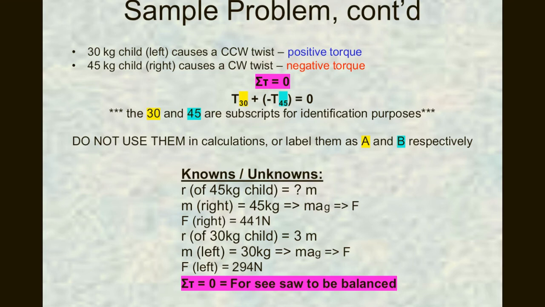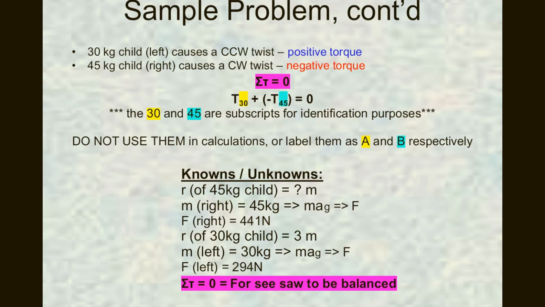Now, as we saw earlier in the previous example, mass alone can't be used. We need to have force. So we have to go mass times g in order to have our force for that child. So the force for the child on the right is 441 newtons. The R of the 30 kg child is 3 meters. That was the child's distance from the fulcrum on the left. The mass of the child on the left is also 30 kg. And again, mass times acceleration due to gravity will give us our actual force. So the force that is being applied on the left-hand side is 294 newtons.